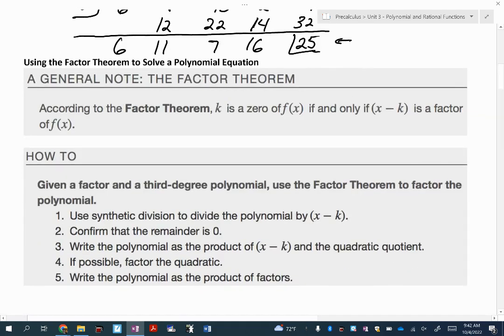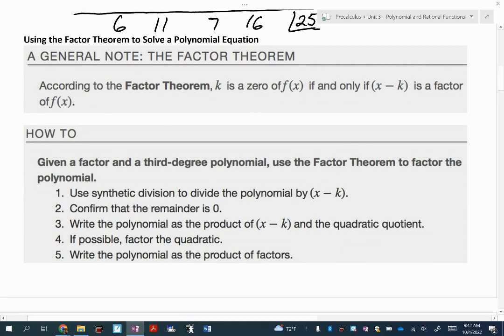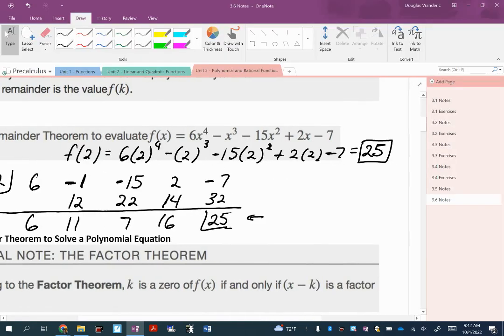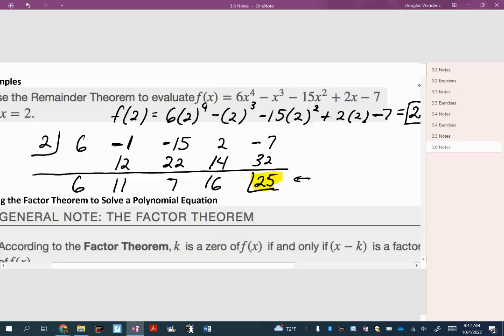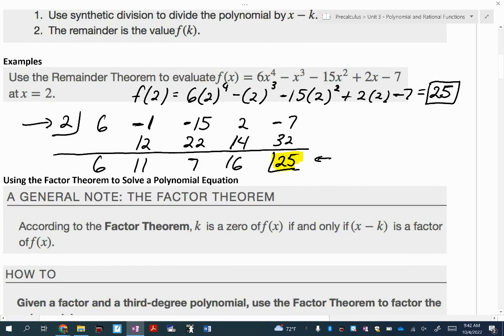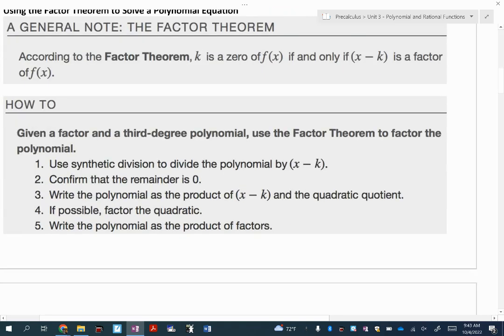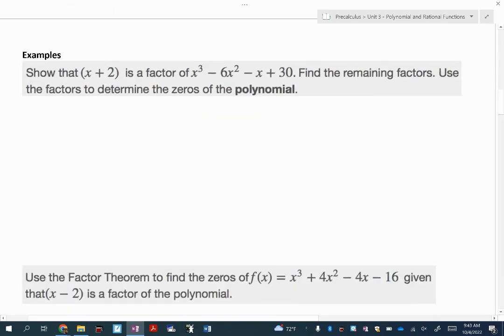Now, the reason I bring that up is because we got 25, but if we were to get 0, that would tell me that this number right here is what we'd call a root or a zero of our function. So really, as you're going to see later in this lesson, I'm really focused on hoping to get that the remainder is 0. Okay, so let's do that here.